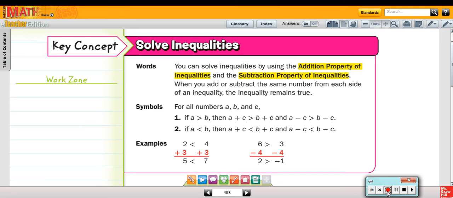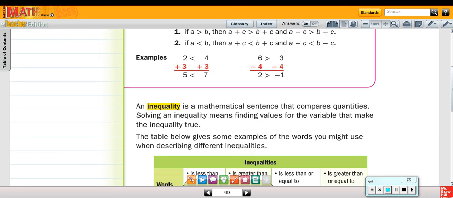Back in our 6th grade book, we talked about solving inequalities. The cool thing about inequalities is that we solve them the same way we solve equations. The only thing that's going to be new today is that we're going to now be utilizing all integers, so including our negative numbers when we solve. So remember, to solve inequalities, we're going to solve like an equation.